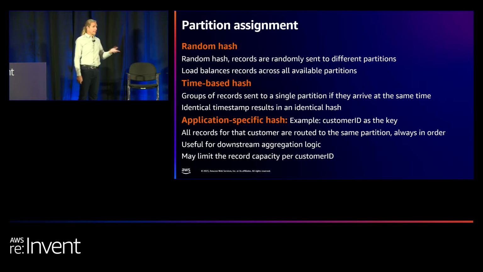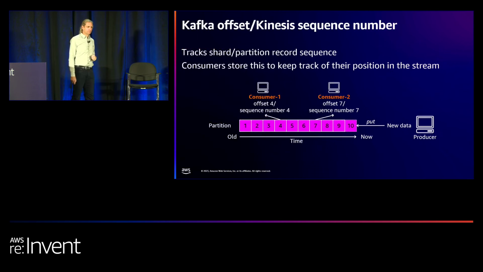Or you can use application-specific ones. So, for example, customer ID, you could use that as the key. All records for that customer are then going to be routed to the same partition and always arrive in order. And this is useful for downstream aggregation logic. But you also do need to be aware that if you have one busy customer, that could use a lot of information in a single partition compared to the other customers.